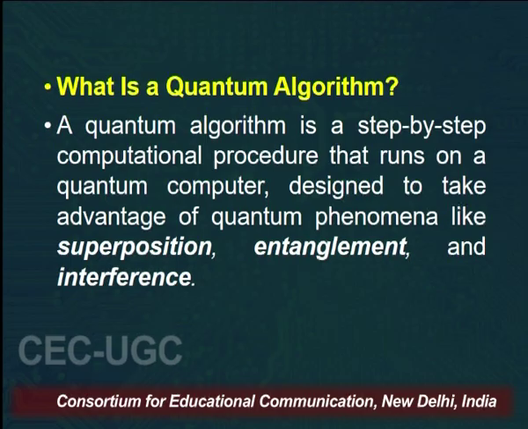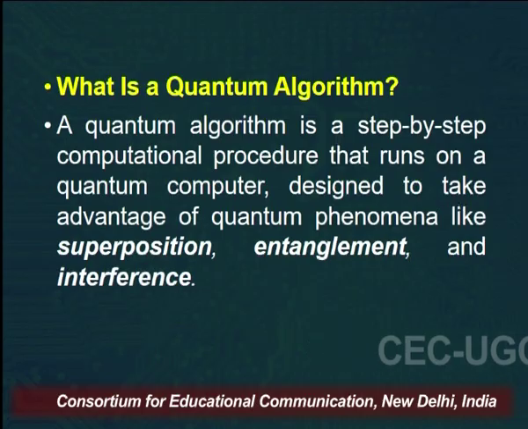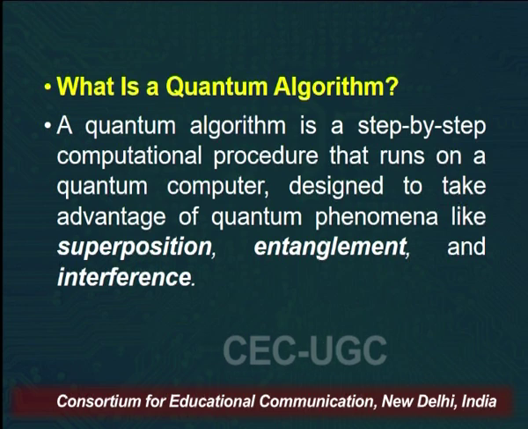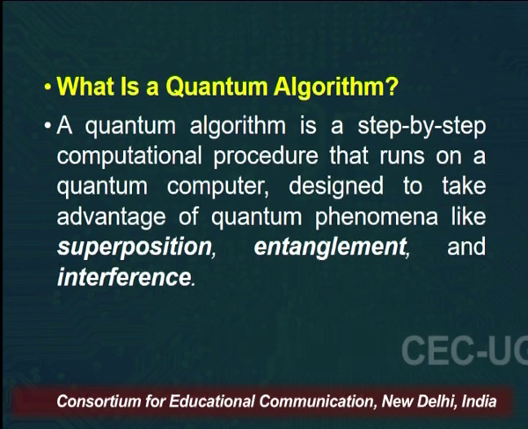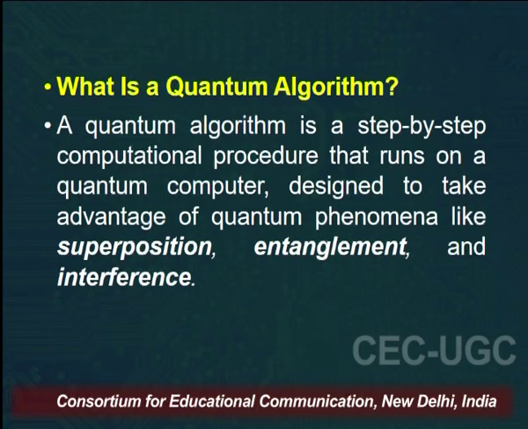So, what is a quantum algorithm? If we talk about the definition, it is a step-by-step computational procedure that runs on a quantum computer and is designed to take advantage of quantum phenomena or quantum features like superposition, entanglement and interference. These features must be kept in mind whenever we use the quantum algorithm step by step.